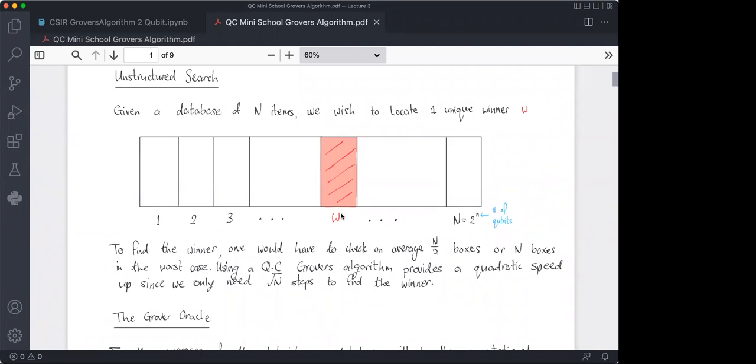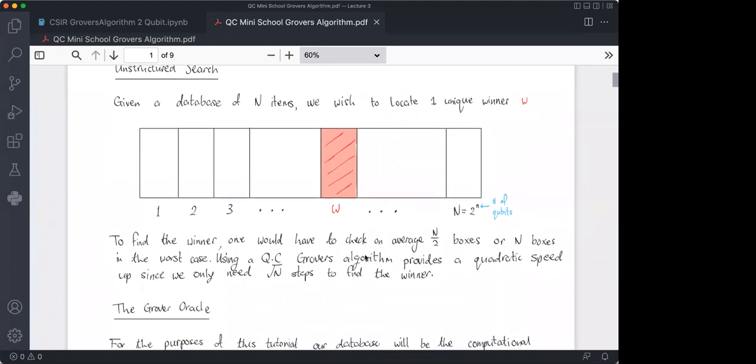But using Grover's algorithm, we get a quadratic speed up because we only need square root of n steps to find the winner. We're not checking square root of n boxes, but using square root of n steps in Grover's algorithm, we can actually find the winner. For reference, if n was 100, we'd only need 10 steps to find the winner in our database using Grover's algorithm. So that's just an example of how you get this quadratic speed up with Grover's algorithm.